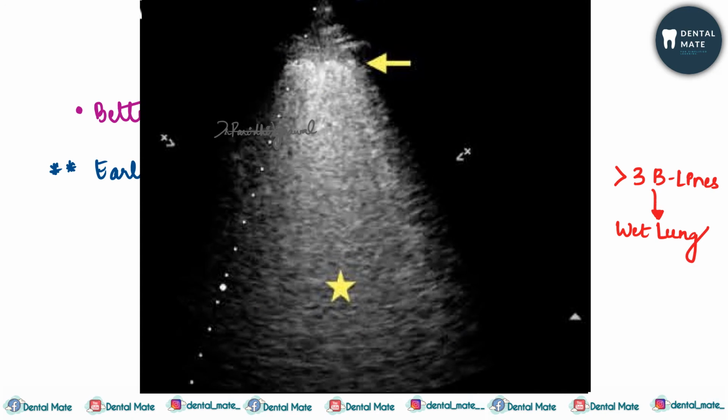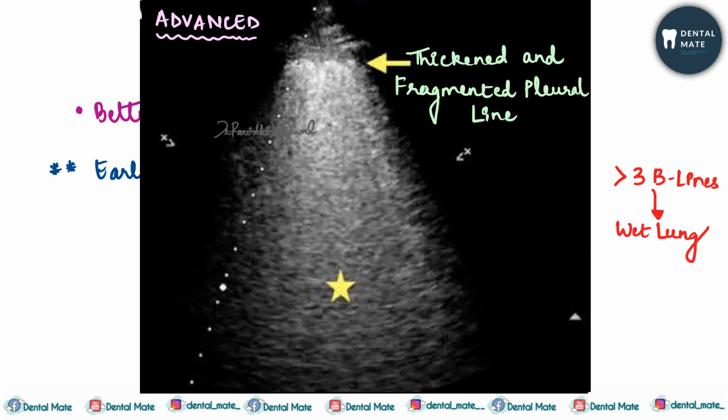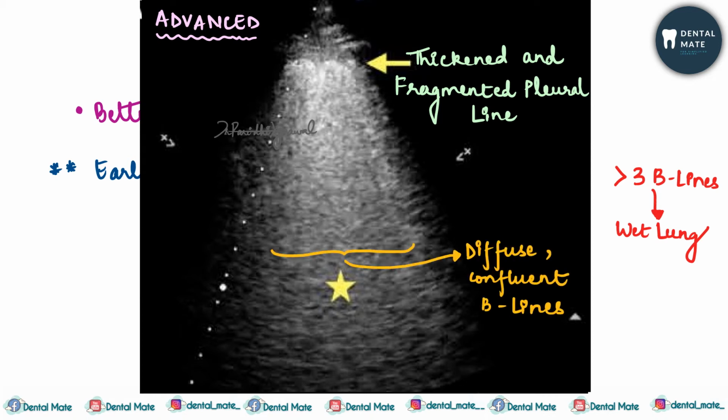Next, if we talk about advanced stage, then there is a thickened and fragmented pleural line. There are diffuse confluent B lines.